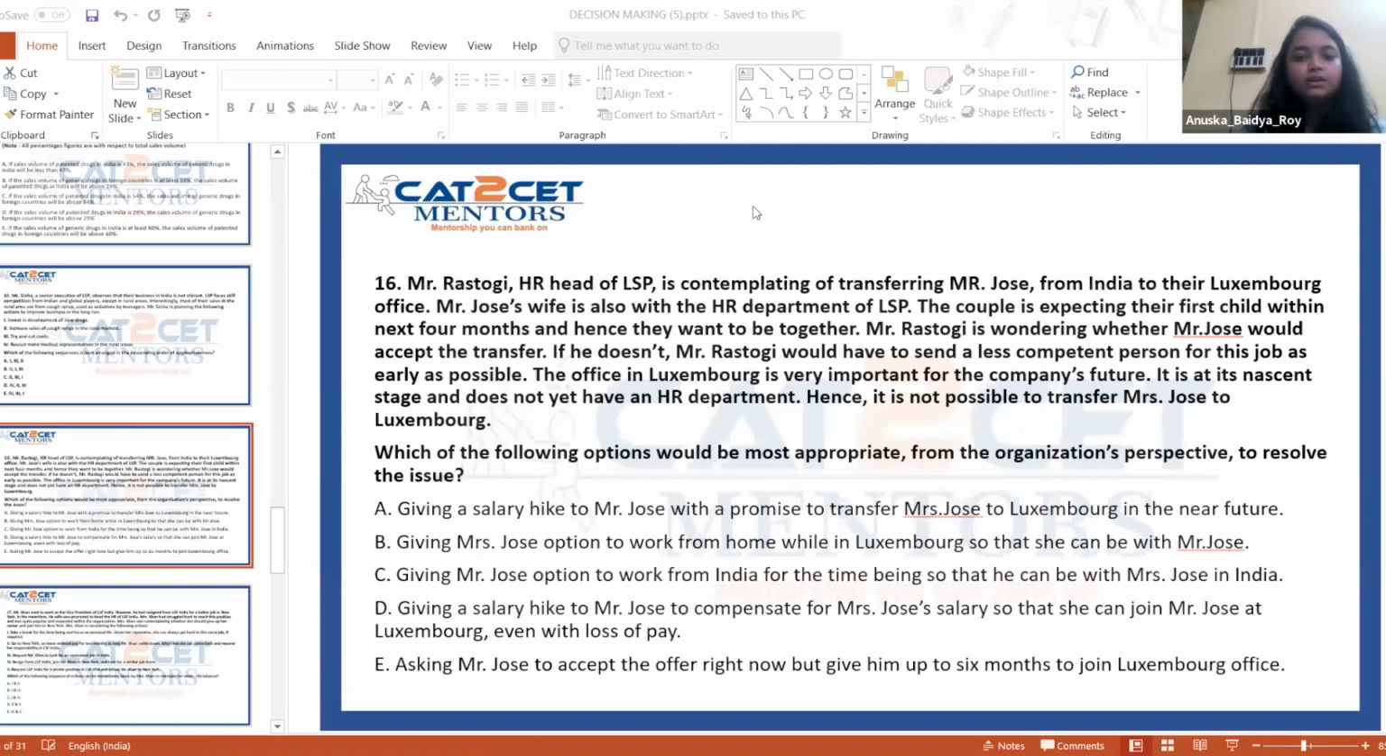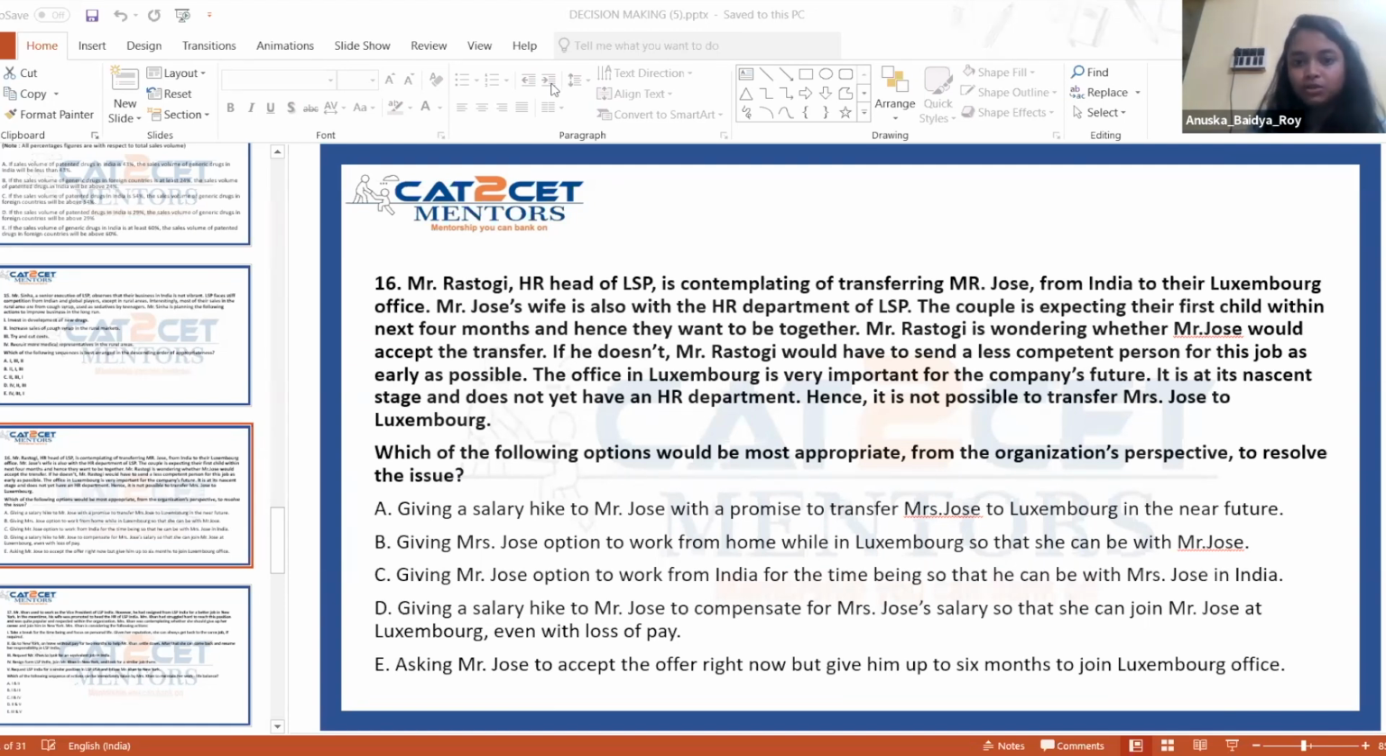D. Giving a salary hike to Mr. Jose to compensate for Mrs. Jose's salary so that she can join Mr. Jose at Luxembourg even with loss of pay. Okay. Now this option says, ask your wife to leave the job, go there and sit. We will pay her salary to you. Will this option work again? क्या ये एक अच्छा option है? नहीं, right? Obviously, think from a normal point of view. Nobody will accept this. Right?